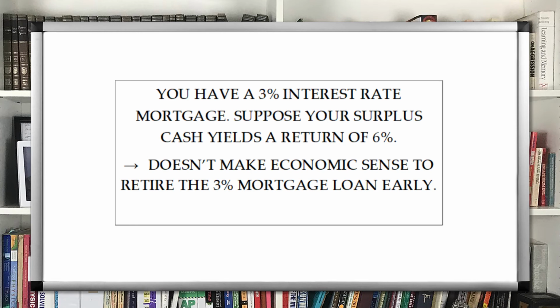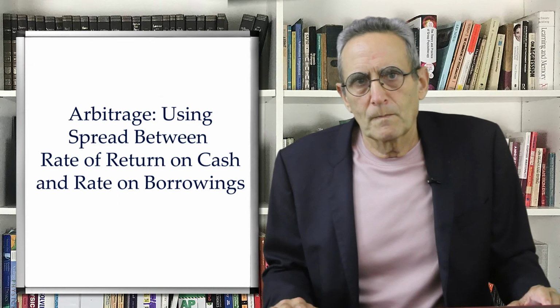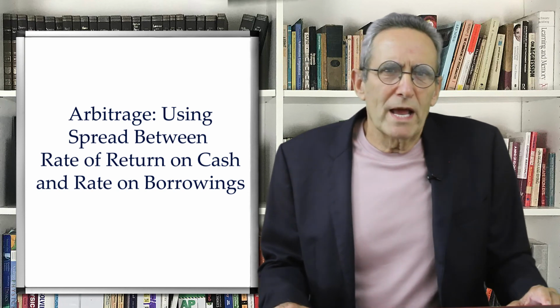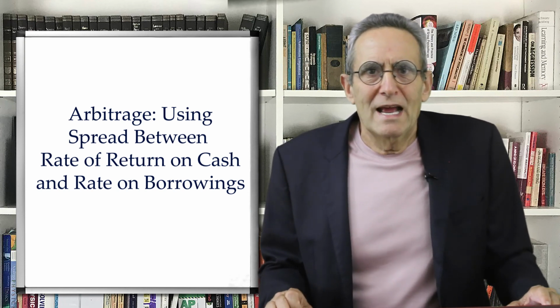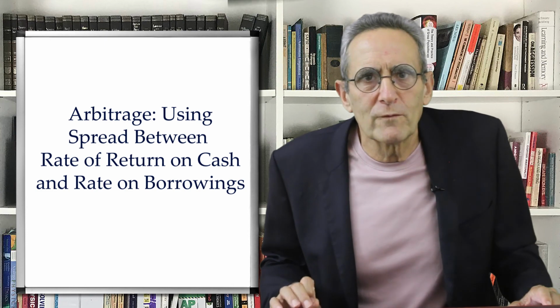Suppose, as an example, that your surplus cash yields a return of, say, 6%. Then not only does it not make sense to retire the 3% mortgage loan early, it would make sense to increase the 3% loan as much as possible as long as you could generate the 6% returns on the new borrowings. Utilizing the spread between the cost of borrowing and the return from the use of the borrowed funds is called arbitrage.